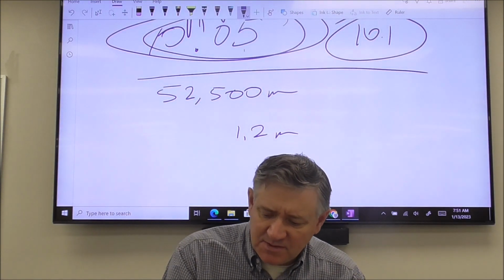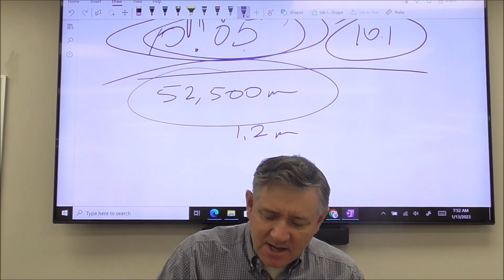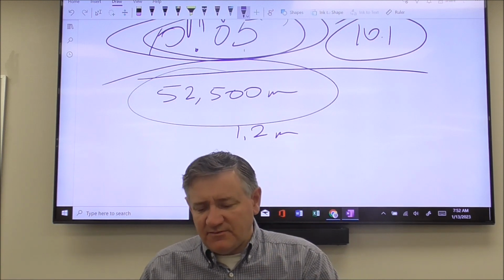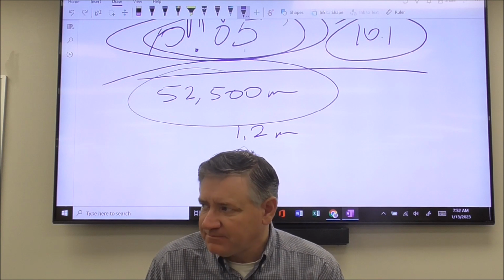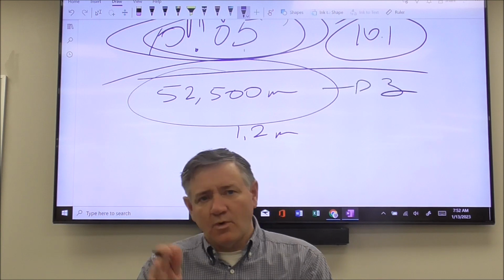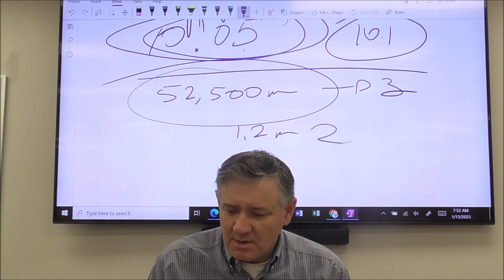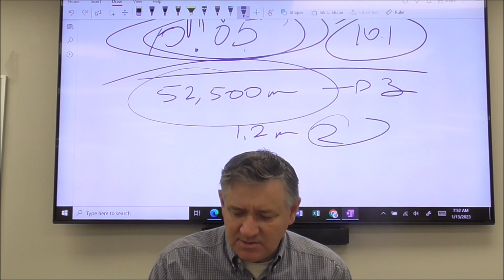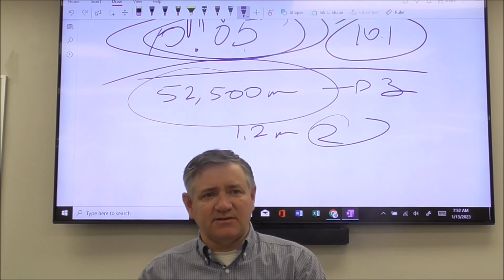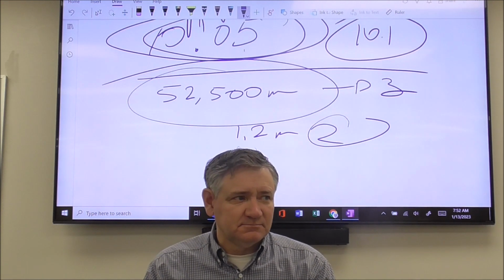So I have 52,500. There's not a decimal place. So Peyton, how many significant digits are there in 52,500? 3. Yeah, so this has 3 significant digits, okay? 1.2, how many significant digits? 2. So this has 2 significant digits, that has 3 significant digits. Which one's the most precise measurement, though?